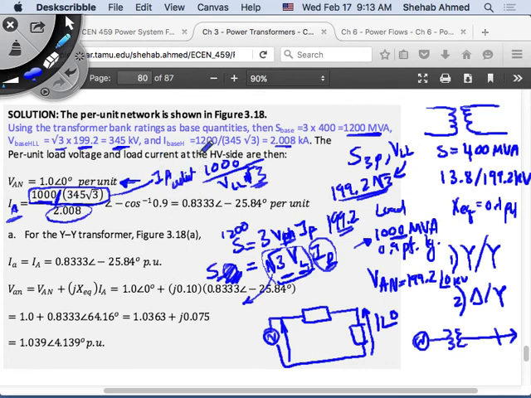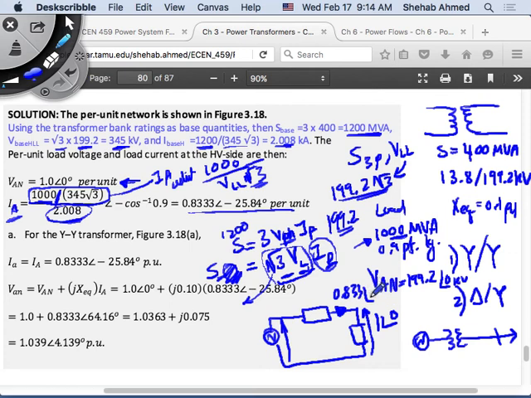And then they had originally calculated the base current. How do you calculate the base current? Base current is the base power divided by the base voltage. The base voltage here happens to be equal to the actual voltage, but they can be different. So they took the actual current divided by the base current to calculate the per unit current. So 0.8333, and we are able to calculate this current. This is 0.833, angle of minus 25 point something.